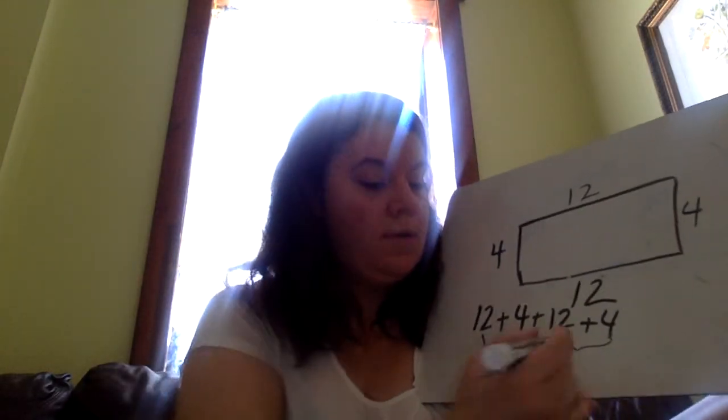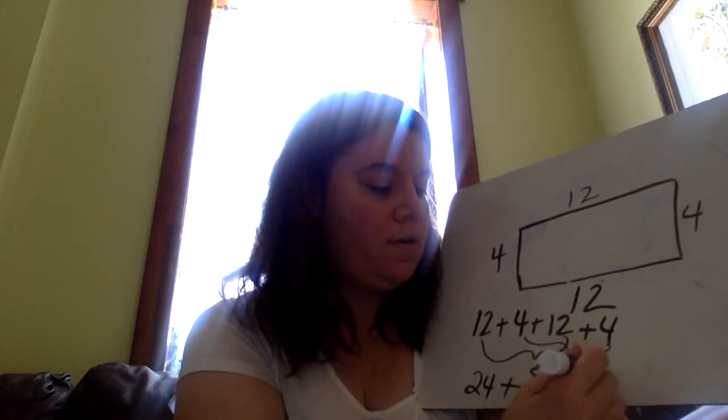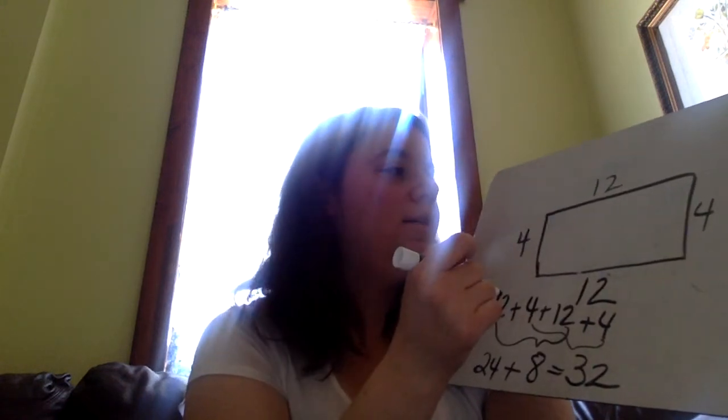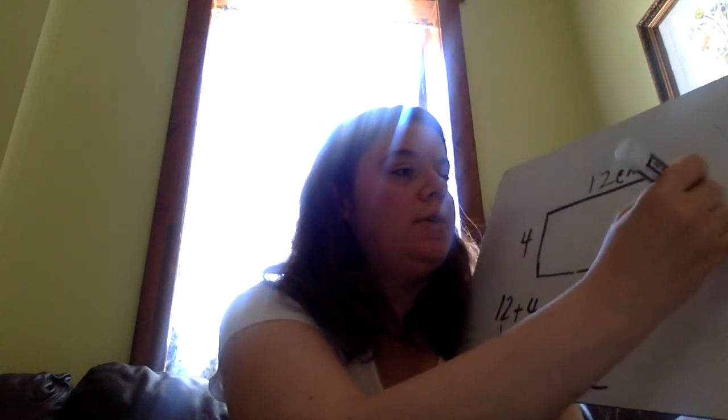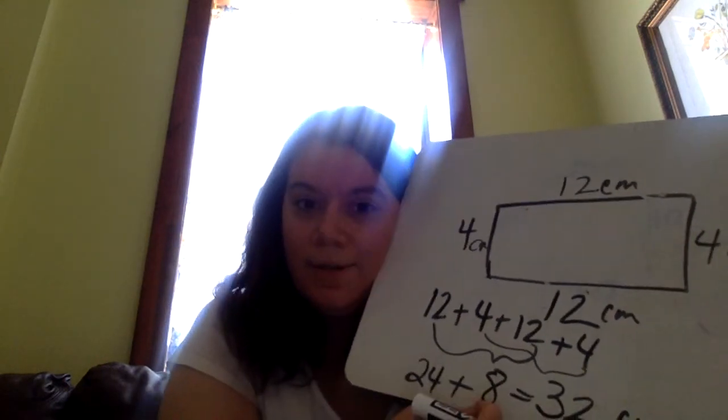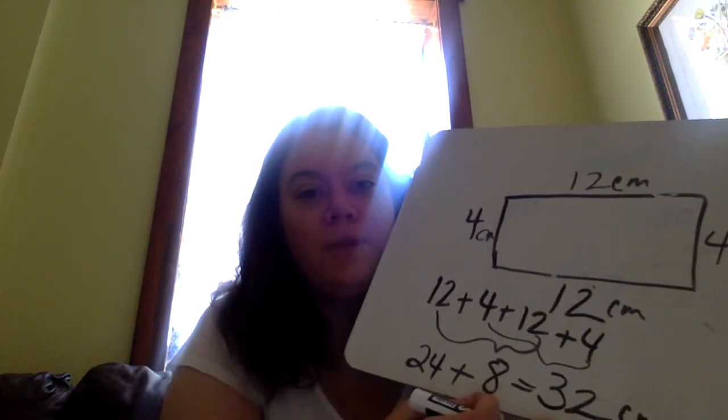So we have 12 plus 4 plus 12 plus 4, or 12 times 2, which would be 24, plus 4 times 2, which would be 8, which equals 32. And we didn't say our unit of measurement. Let's say centimeters this time. These are all centimeters. So we would need 32 centimeters of whatever to build our fence or border of this shape.